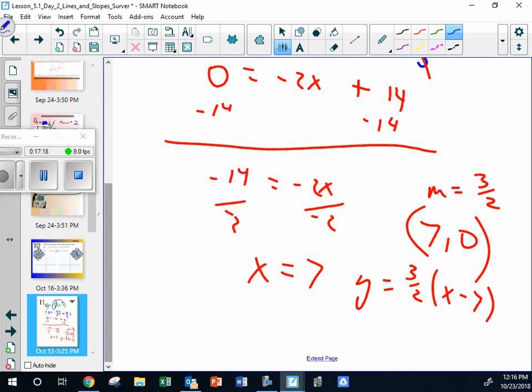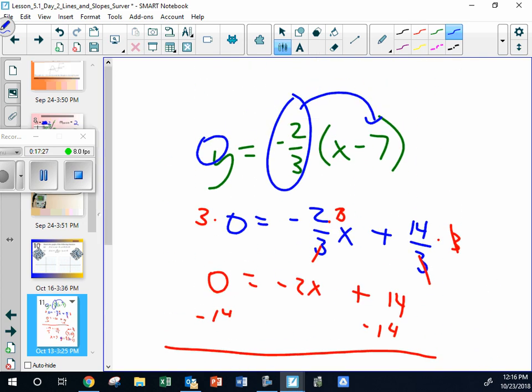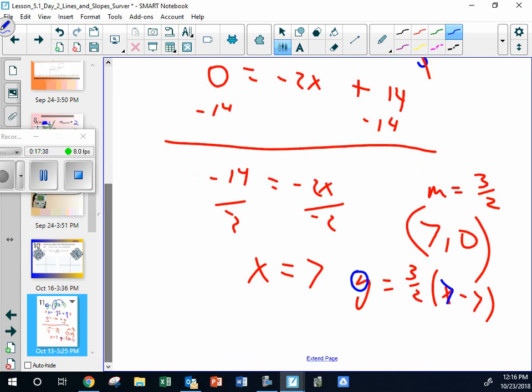All right, would you agree that it goes through the point (7, 0)? If I put in 7, do I get 0? Yeah, so that goes through the point (7, 0). Does this one go through the point (7, 0)? If I put in 7, do I get 0? Oh, yes, it does. Okay, cool. So they both go through the same point. And is that point the x-intercept? Yeah, because y equals 0. It must be. All right, cool.